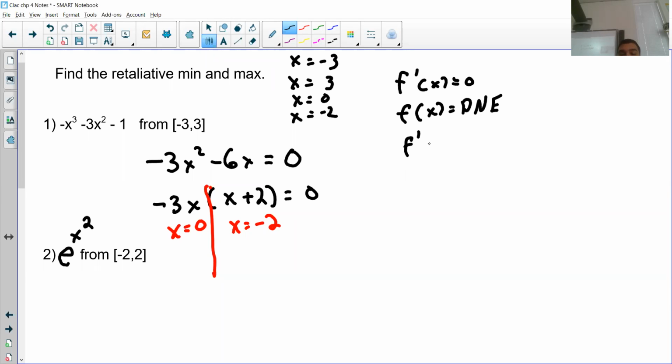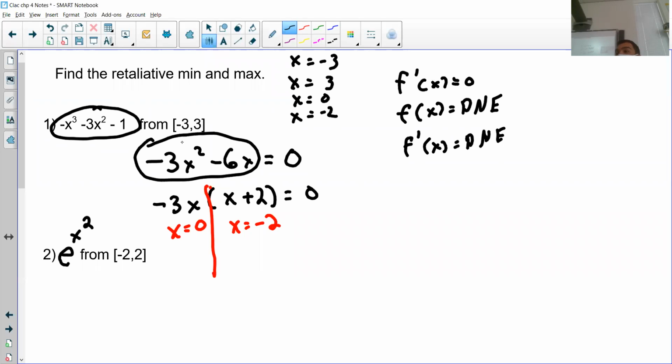I'm going to check where f prime of x does not exist. No, we did f of x. So this original equation, we checked where it doesn't exist. This one, we did f prime equals 0, so we're looking at what gives you the value 0. Now we're looking at where f prime of x does not exist. So we're looking at this equation. Is there any issue with anything I plug in? Do I have any restrictions on the domain? No, so I don't gain another value from it.